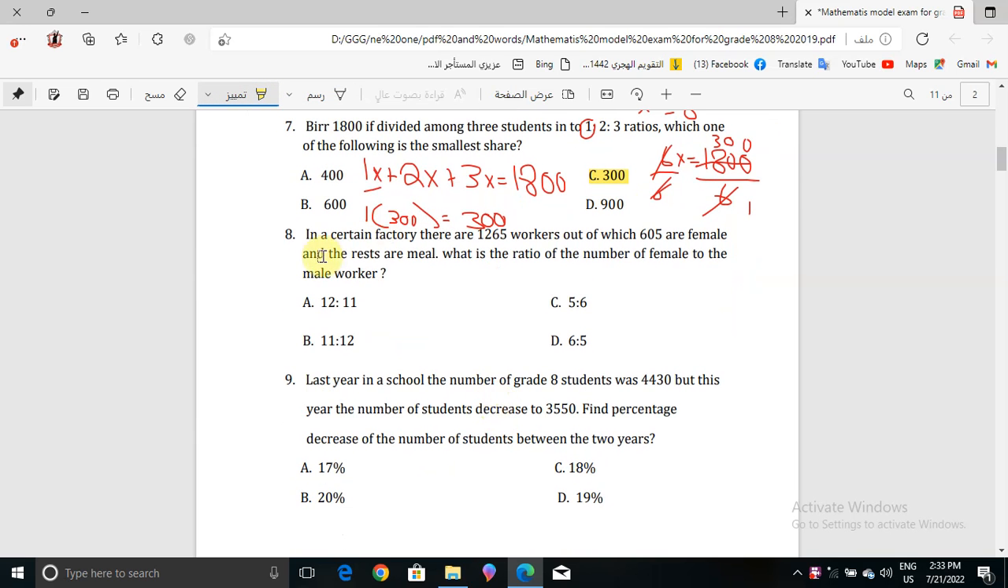Now question number 8, in a certain factory there are 1265 workers, out of which 605 are female and the rest are male. I think male is not written correctly here, because the word here is not correct. It should be M-A-L-E.